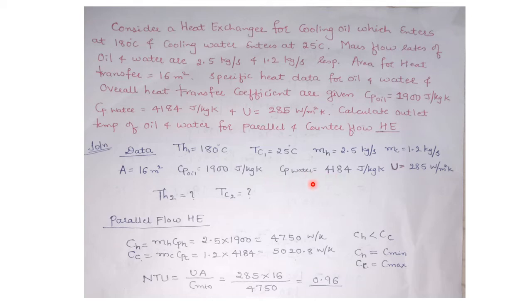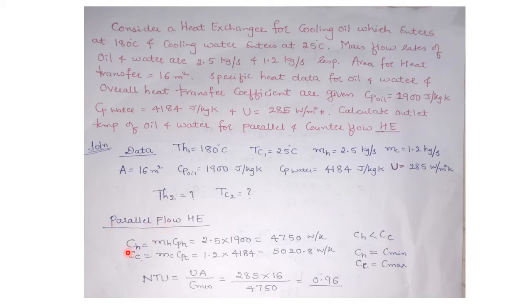Specific heat of the water is given, 4184 joules per kg Kelvin. If the specific heat of the water is not given, then you can assume this as the standard value. And overall heat transfer coefficient is 285 watt per meter square Kelvin. So now our main aim is to calculate TH2 and TC2 values. First let us solve for the parallel flow heat exchanger.